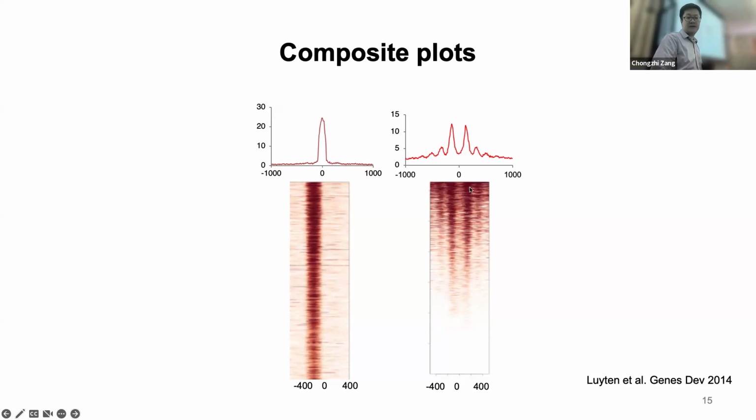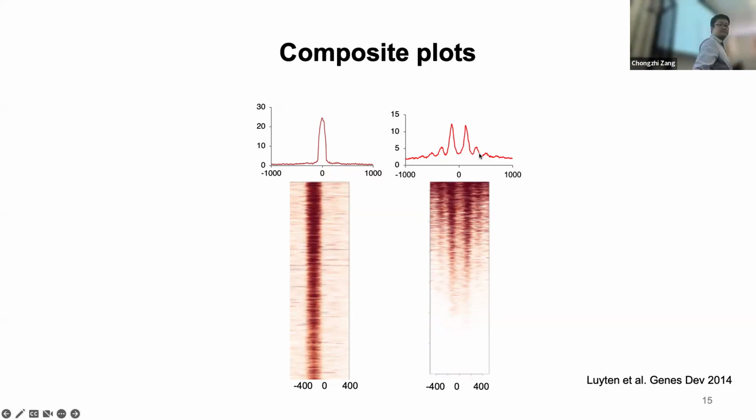And for histone modifications, because they have multiple nucleosomes around, after converting these heat maps into a composite plot, we can see this double peak, or bunny ears, pattern as the histone modification.